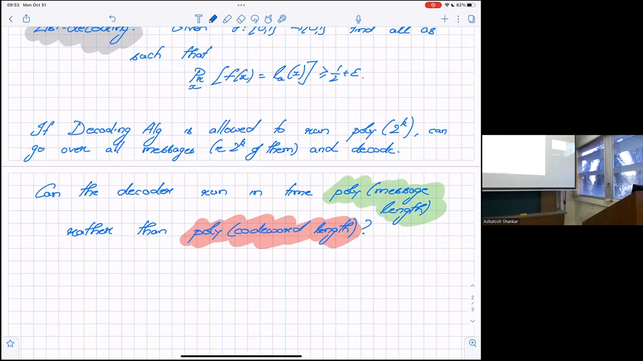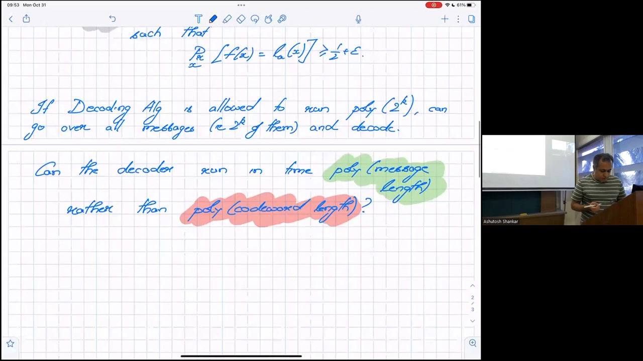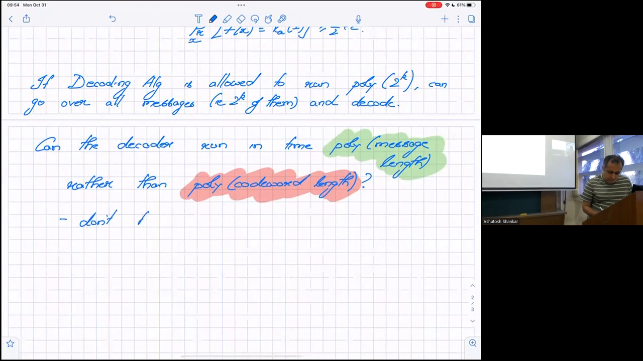So I can ask this question, but then I don't even have enough time to read the function. I don't have time to read the input. The input to the problem is the received word, and the received word is 2 power k bits long. So how are you going to decode without looking at the entire input? You don't have time to read the entire thing.